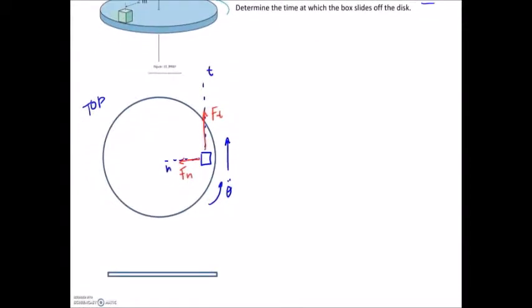Let's look at the side view. So the side view looks like this. Again, there's an mg, a normal force, and a force of friction that we can't really see the two components of, but it kind of goes in that direction. Again, the normal axis goes this way.